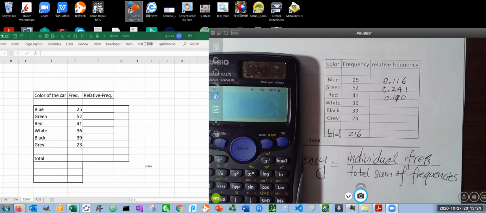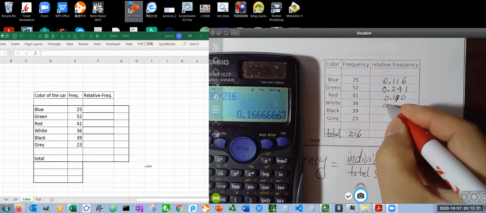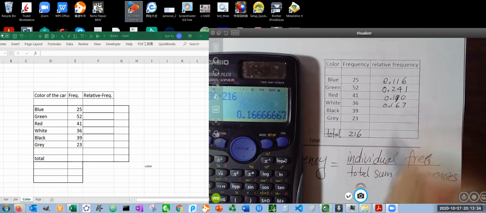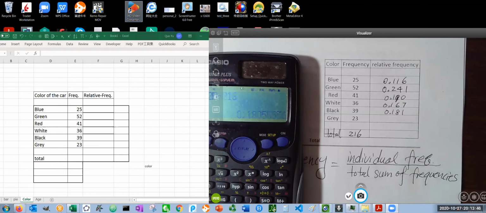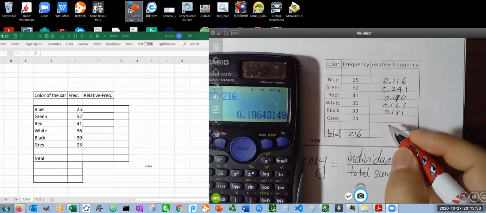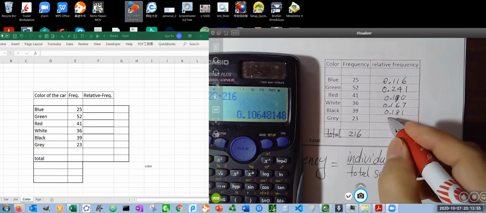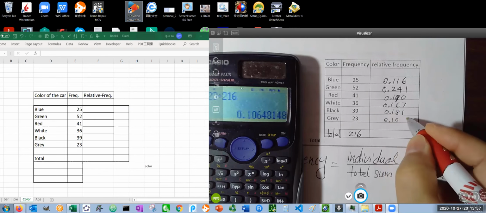36 divided by 216 is 0.1666, 0.167. And 39 divided by 216 is 0.181. Last one, 23 divided by 216, and this is 0.106.